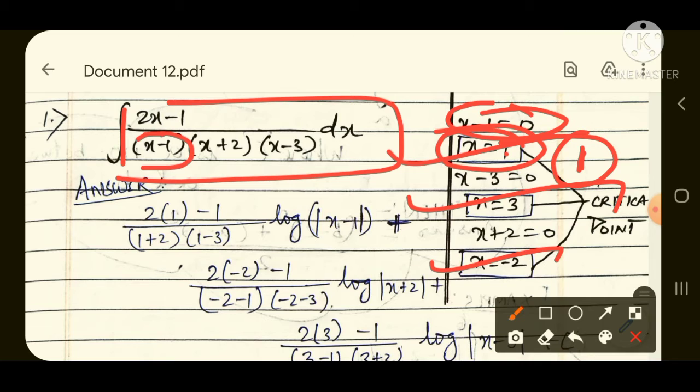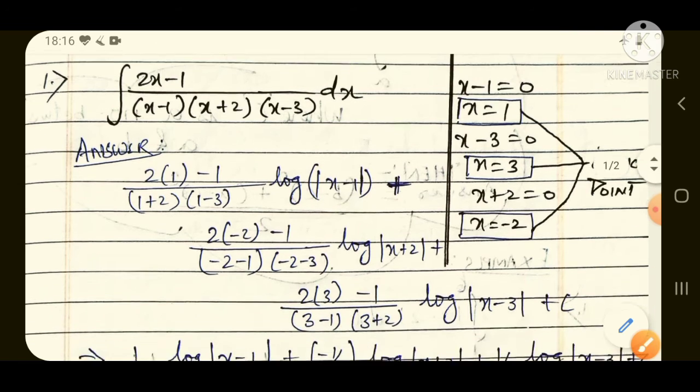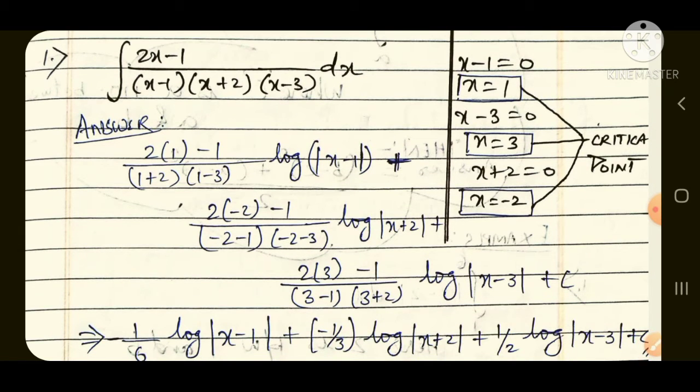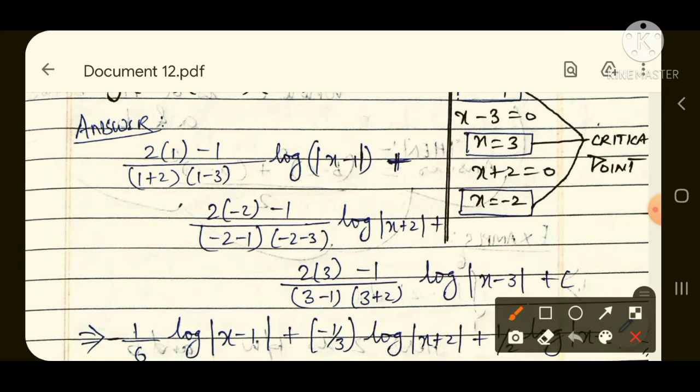equations. So here we will put 1 and here we will put 1, so 1 plus 2 and 1 minus 3 we got. And in which we did not substitute, we will write this with the log. So we will get log mod of x minus 1 plus, we will repeat for the next critical point in the same way. You see, now I will repeat. We got the next critical point as 3. See, now we will repeat in the same way, like 2 into 3 minus 1, 3 minus 1, 3 plus 2, log mod of x minus 3 plus c.